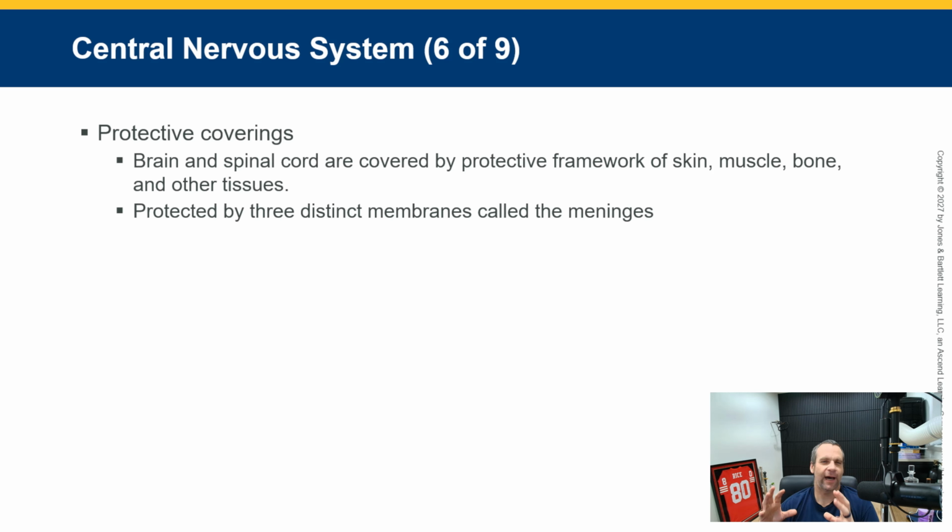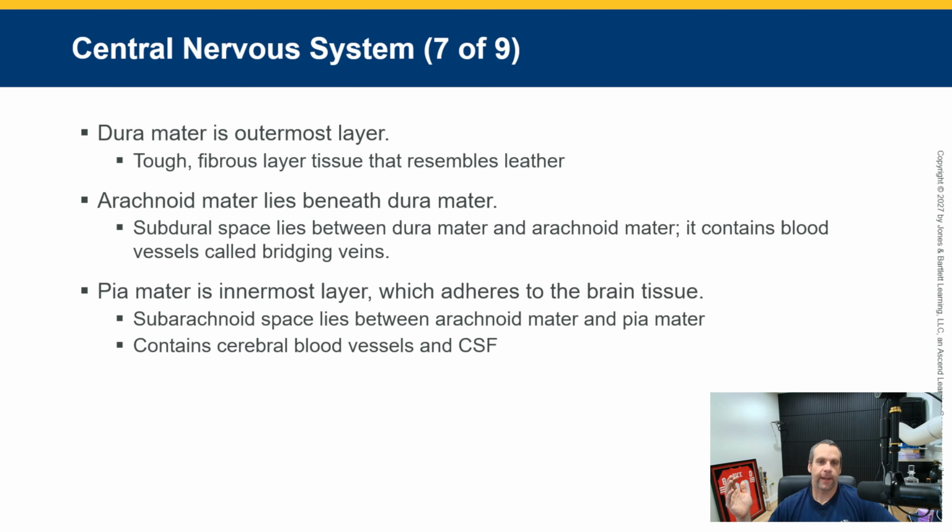Their names and positions are going to be clinically important later on, because bleeding inside the skull is classified according to the layer or the space in which that blood starts collecting. So let's talk about those three spaces.